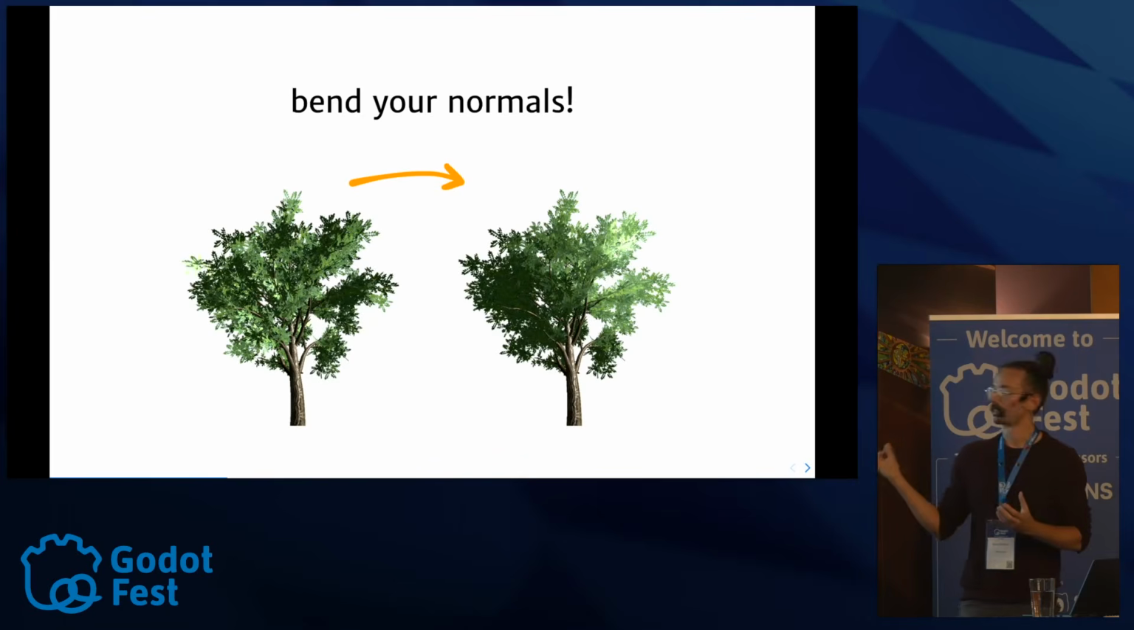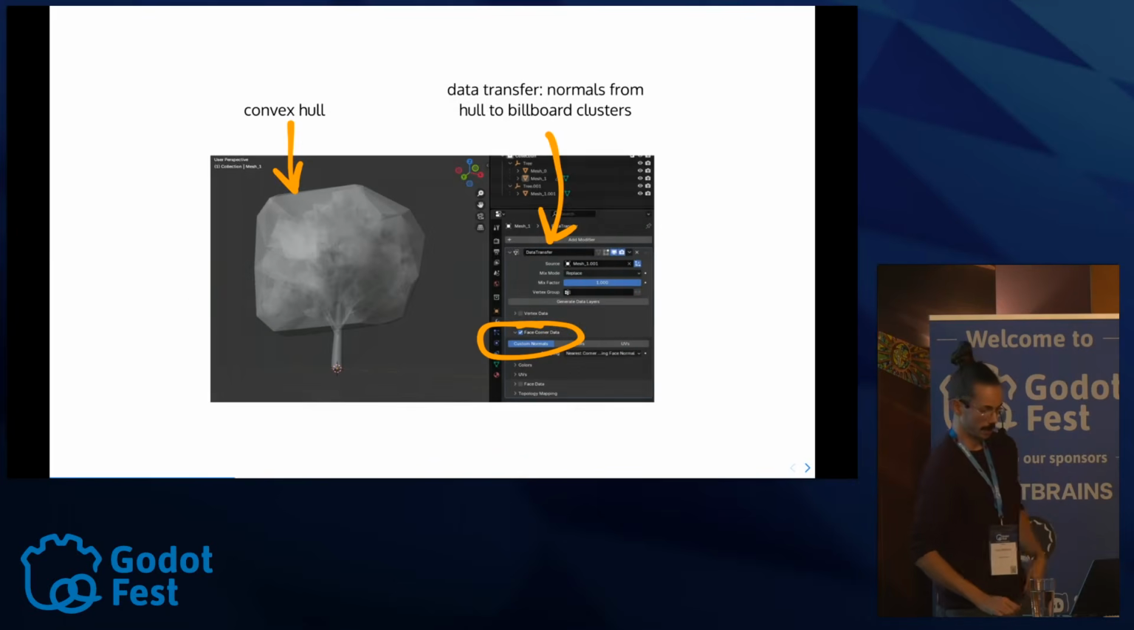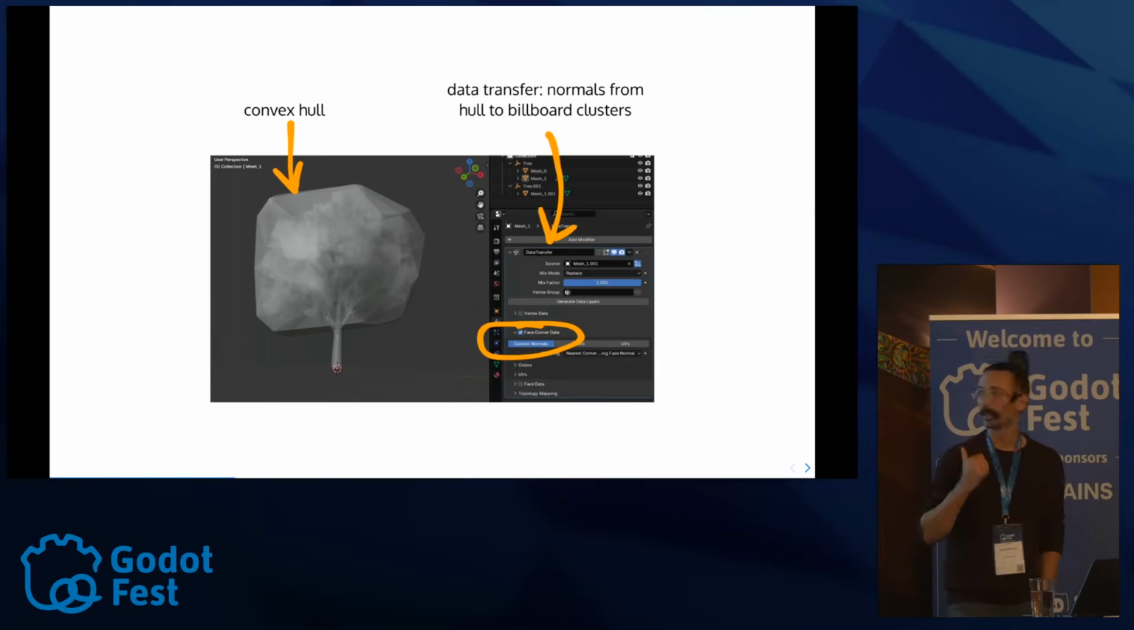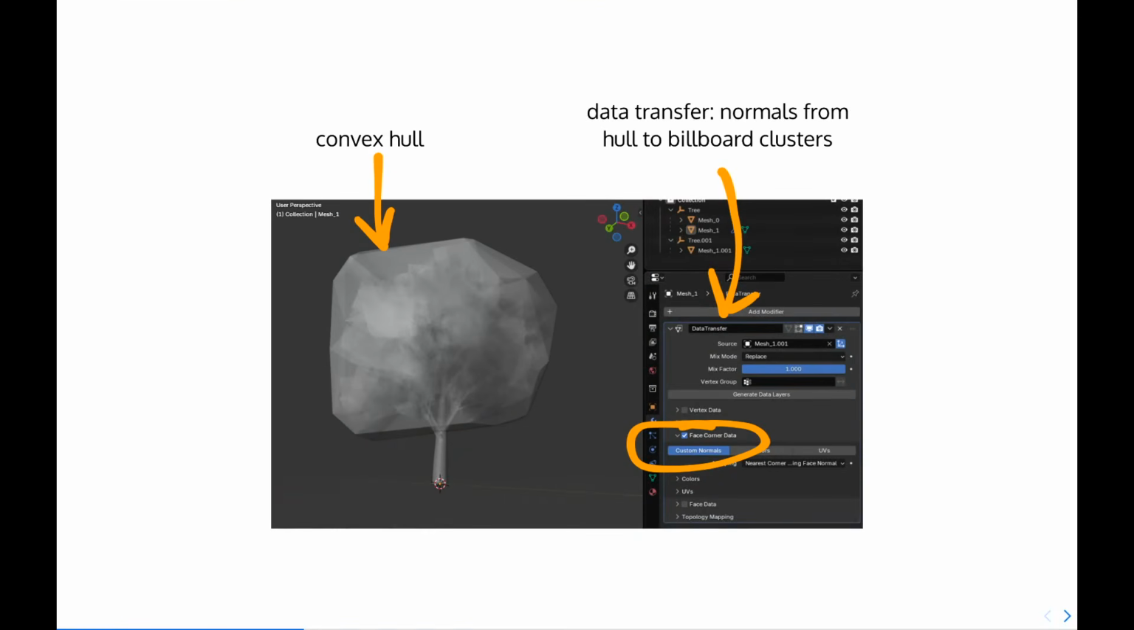And what I did here on the right is I made Blender generate a convex hull of the leaves. And then I took the normals from this convex hull, which point outwards, and transferred that to the leaves, to the billboards. So it's just a data transfer modifier in Blender. And that way you can get your billboards to have different normals than the actual geometry has, and it interacts with light in a more understandable way.